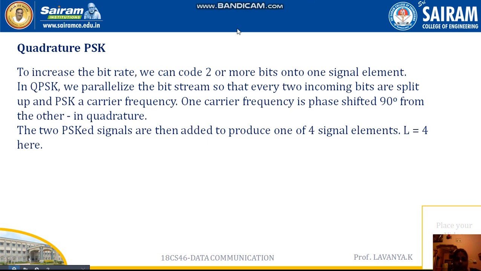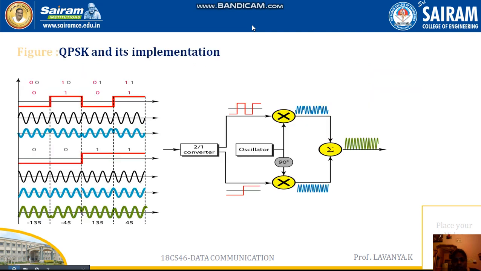Okay, let me show it in this next diagram. See, this is our QPSK. Here I have taken a group of data, two values, and I'm going to divide it using a 2 by 1 converter.